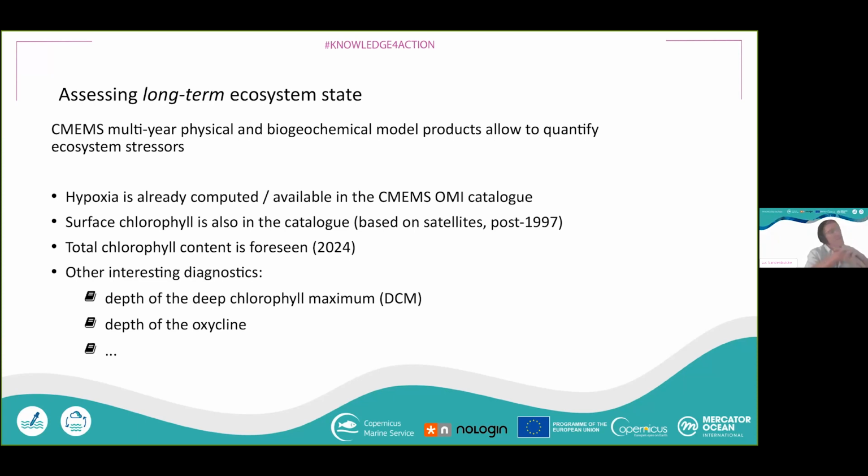So the answer to my first big question, can we assess quantitatively the state of the ecosystem, in my case of the Black Sea, using Copernicus products? The answer is a clear yes. Some of the indicators are pre-computed and are just there for you to download. The other ones require you to do some processing or some computation of some diagnostics. But in any case, it's possible to clearly assess the state of the ecosystem.